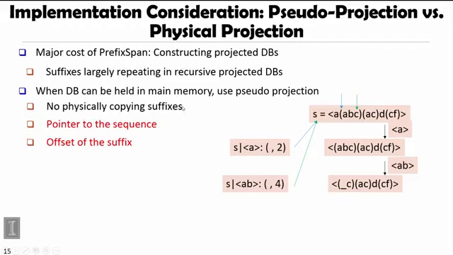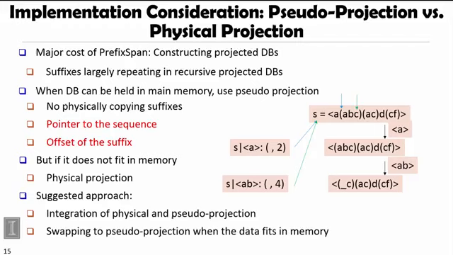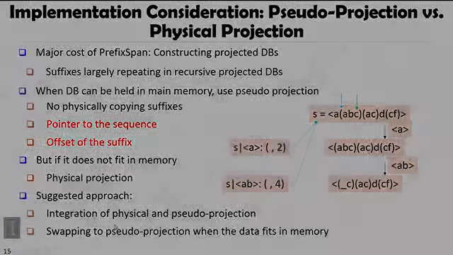If you register the next position to be scanned, you essentially register the projected sequence or suffix. If the database can be held in main memory, this pseudo projection is very effective because there is no physical copying of suffixes. You only need a pointer to the sequence; you just get the offset, you get the suffix. But if it does not fit in memory, using pointers may involve lots of disk accesses. So you may really want to do physical projection, because once you project it, quickly this set can fit in main memory. That means we can integrate physical and pseudo projection. Anytime the data fits in main memory, you can use pseudo projection.